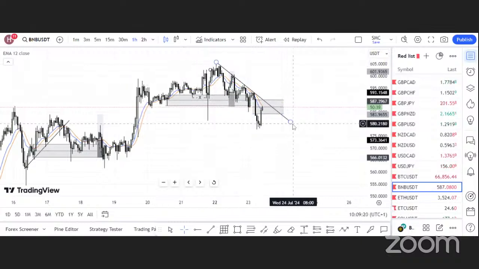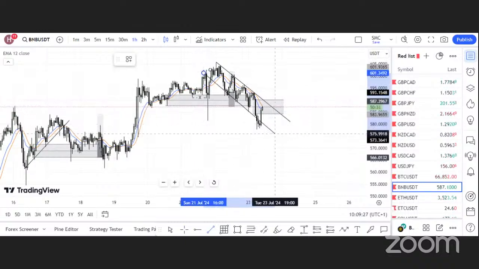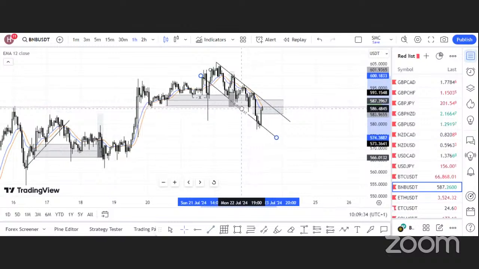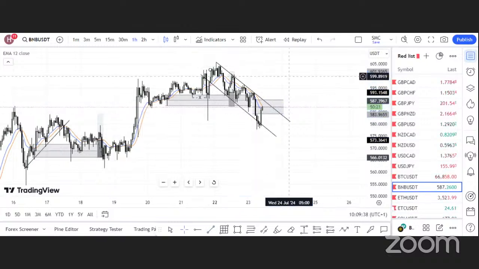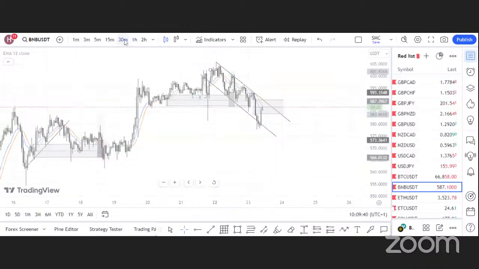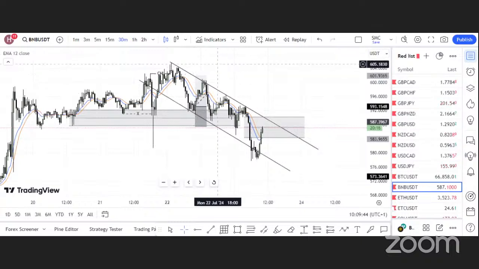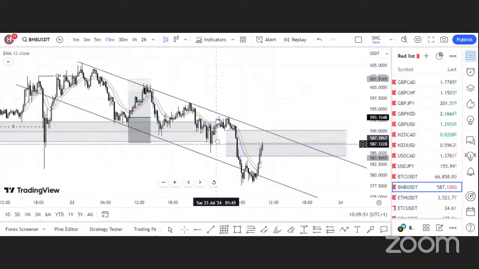Right, and then we also have our other trend line, and you can see how the trend line is also facing down. All right, we have the upper trend line and the lower trend line, which suggests that the market is going down. Now let's go to our lower time frame. Let's use the 15 minutes time frame.